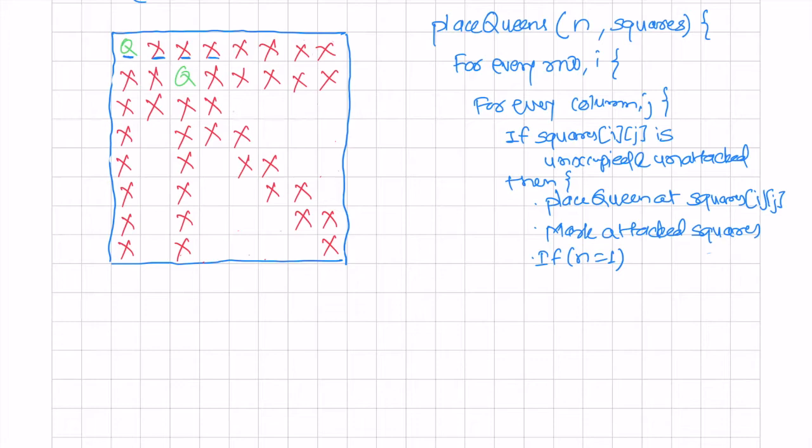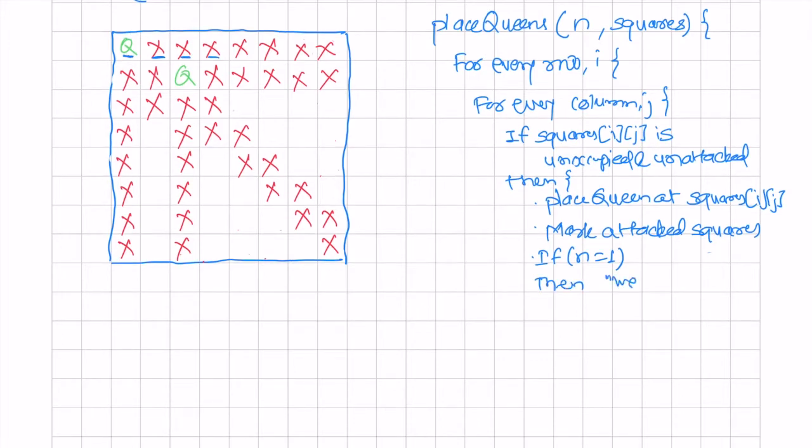So say when n is equal to 1, then we have a solution, and if n is not equal to 1, well, then we just have to continue the process. So else place queens n minus 1 and squares. And there you have it. So this is our algorithm for solving this. And this is a very simple algorithm in the way that we just tried it.